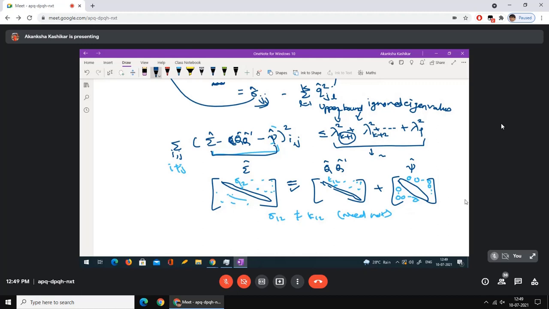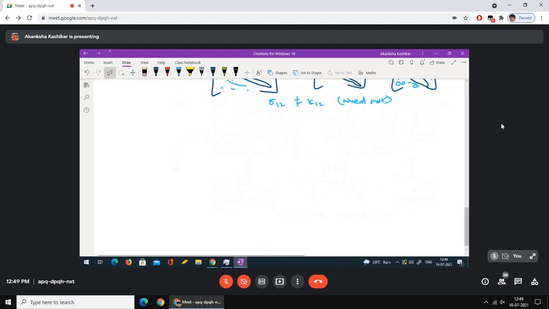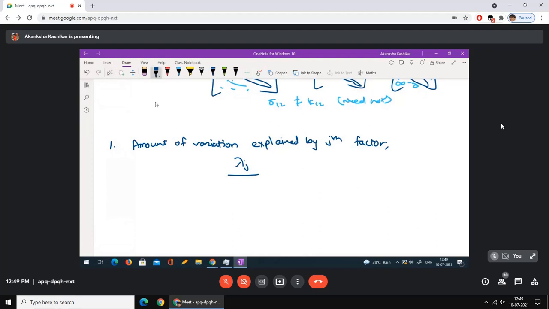Yes, ma'am. Okay. Now, because we are using the PCA method, the method to determine the number of factors is also similar. So what we can do is look at the amount of variation explained by the jth factor. Amount of variation explained by the jth factor would again be lambda j upon the sum over lambda j's, or I can call it the sum over lambda i's.